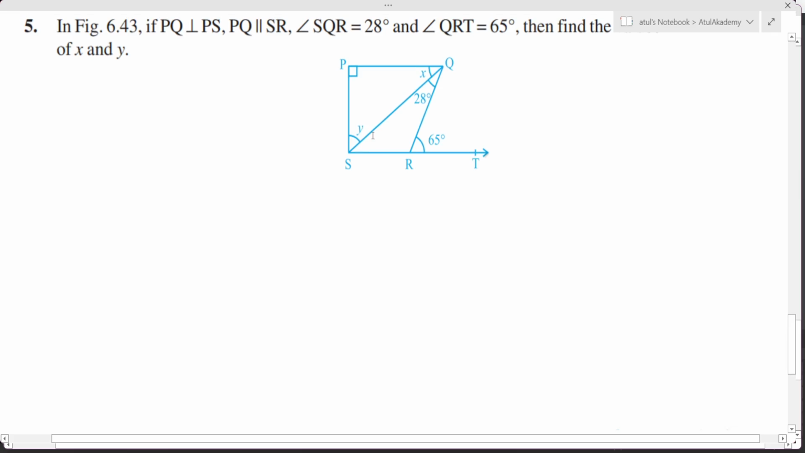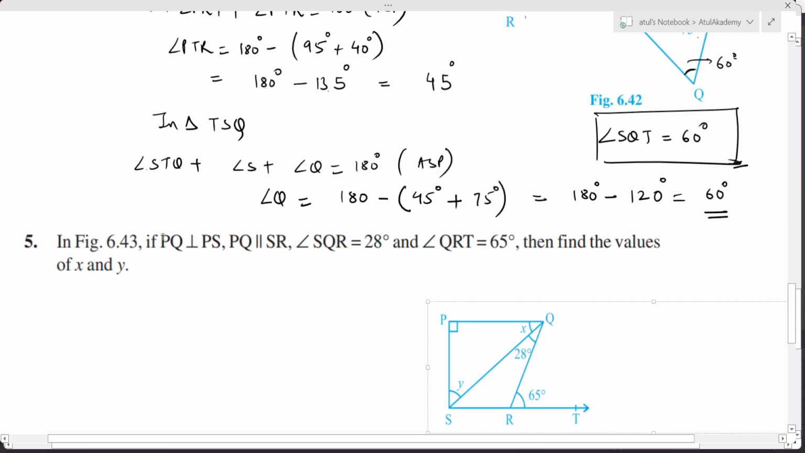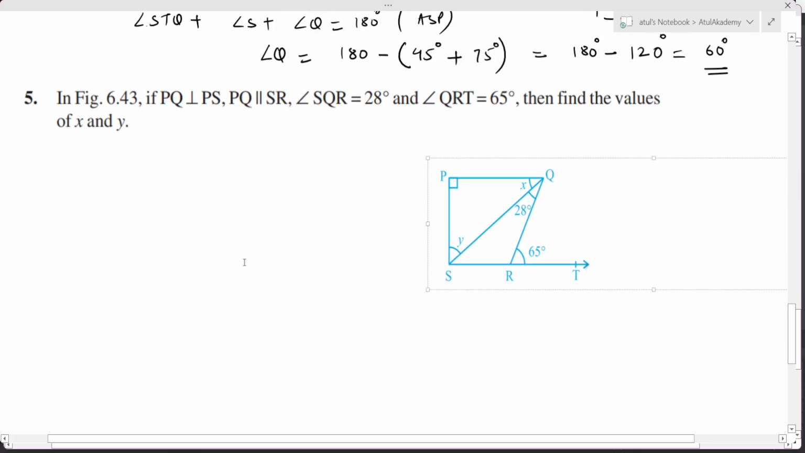This is the last one. Let's do this one first. Okay. Now here again it's an easy thing only. You see the figure. This is figure 6.43. PQ and PS, they are perpendicular. Perpendicular means the angle between them is 90 degrees. That you all can see also. PQ is parallel to SR also. They both are parallel also. That's also an easy thing over here.